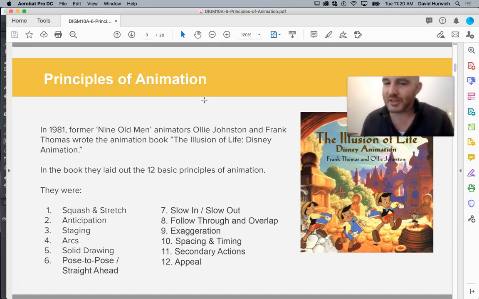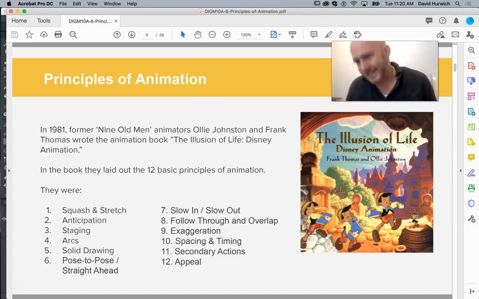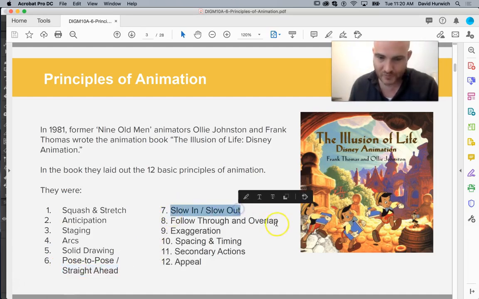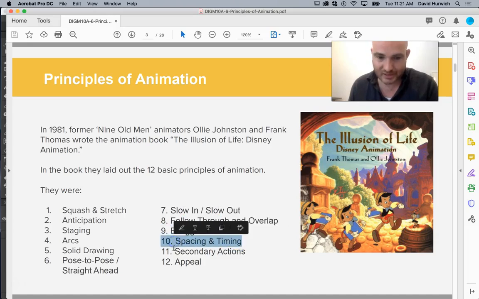So the concepts are kind of just like techniques, if you will. You don't have to follow them, but by following them, your animations will look quote-unquote better or smoother. Okay, so there's 12 basic principles, what's referred to as squash and stretch, anticipation, staging, arcs, solid drawing, pose-to-pose drawing or animating versus straight-ahead drawing or animating, slow in, slow out, follow-through, exaggeration, spacing and timing, secondary actions, and appeal.